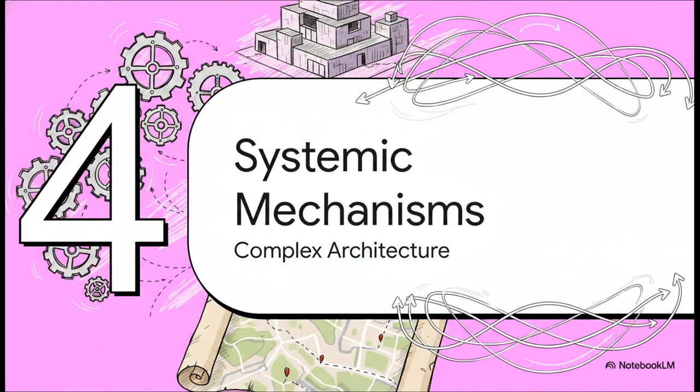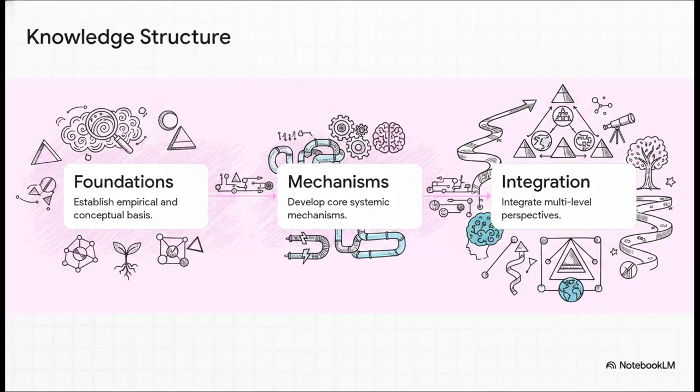Transitioning now to the structural progression of all this. Section 4, Core Systemic Mechanisms, the Architecture of Complexity. Let's actually slow down the pacing just a bit here, because this is important. The SEBoK articles progressively build a user's understanding from basic observations to integrated hierarchies in 3 distinct steps. Step 1, establish empirical and conceptual foundations. Step 2, develop core systemic mechanisms. And Step 3, integrate into multi-level and scientific perspectives. It's a really seamless journey from basic observation to complete, complex understanding.